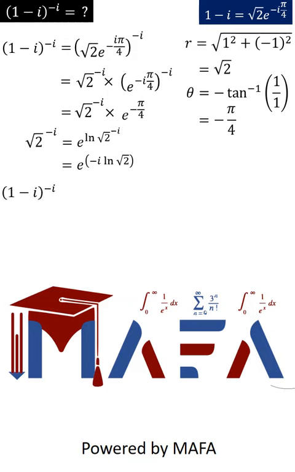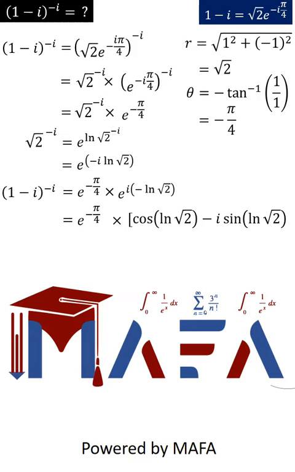It means my complex number 1 minus i raised to the power negative i is simply e raised to the power negative pi on 4 times e raised to the power i times negative ln of root 2. So I'm now going to write e raised to the power i into the negative ln of root 2 in trigonometric form. Doing that, we get cos of ln root 2 minus i sine of ln root 2.